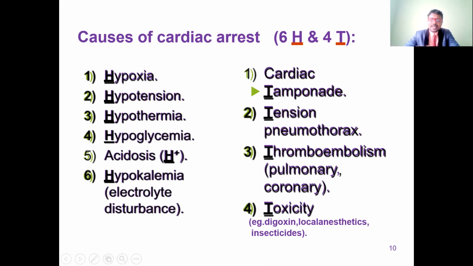Thromboembolism means any blood clot. If you look at the blood vessels, the blood vessel has three layers: tunica intima, the inner layer; tunica media, the middle layer; and tunica externa or adventitia, the outer layer. If there is any fat accumulation inside the blood vessels, there is a chance of thrombus formation. Thrombus is nothing but a blood clot.